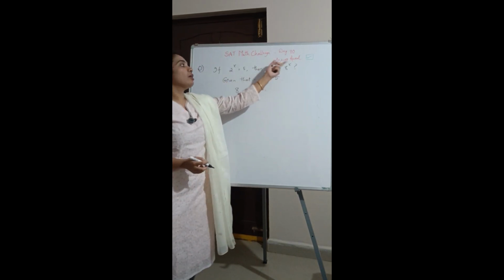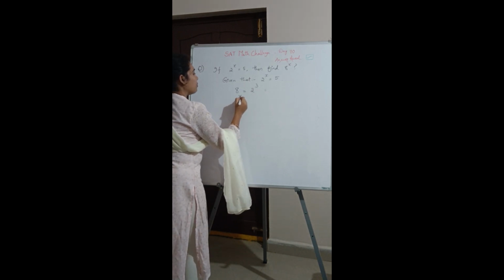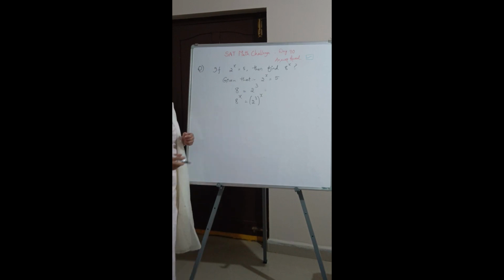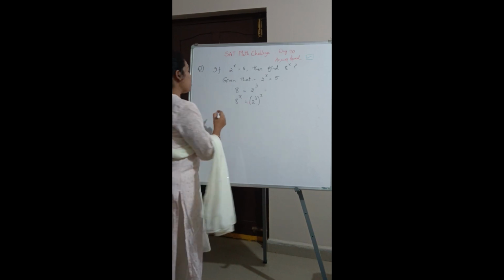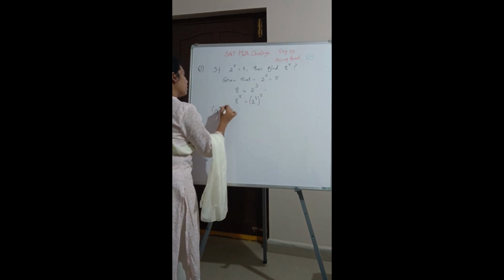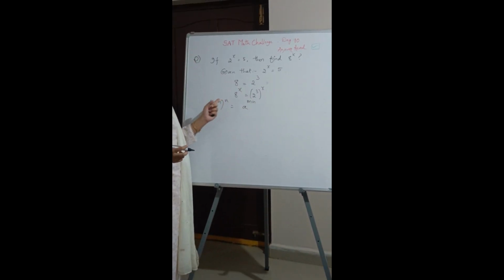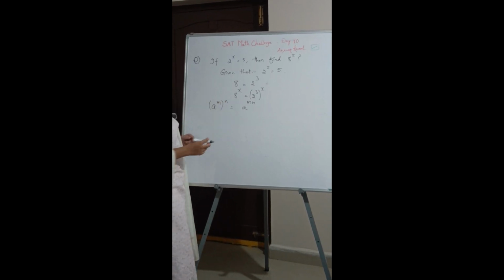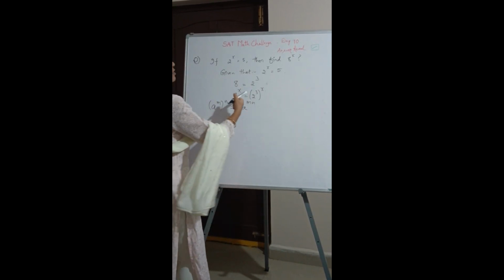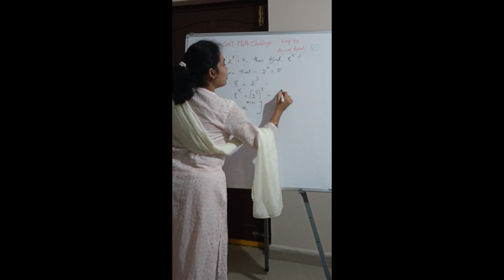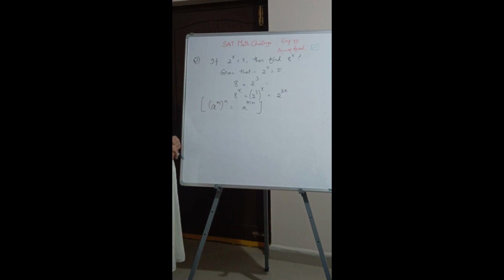Now we want 8 power x. So 8 power x will be equal to 2 power 3 whole power x. We know that a power m whole power n equals a power mn, so we'll multiply the exponents here, m into n. Similarly, we can write 2 power 3 whole power x as 2 power 3x.